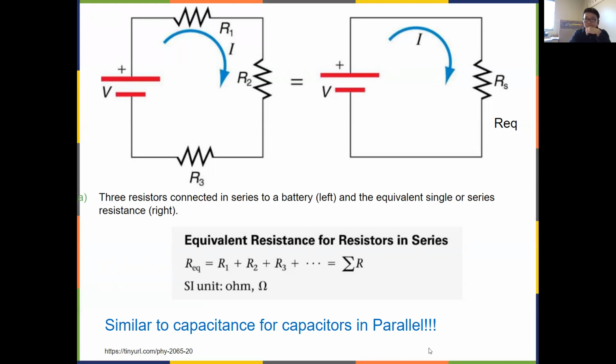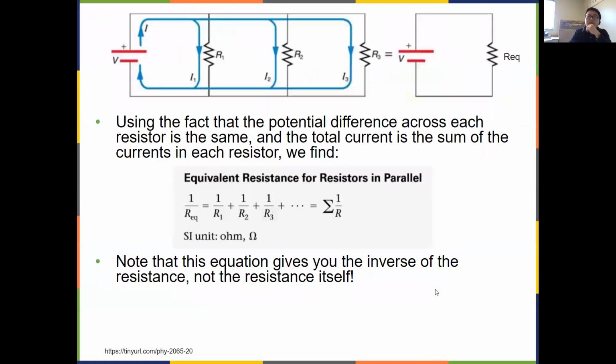All right. So when the resistors are in parallel, that's similar to the capacitors in series. So here, V across each resistor will be the same. Then we look at the current. The current splits into I1, I2, and I3. So I1 plus I2 plus I3 should be equal to the total I.